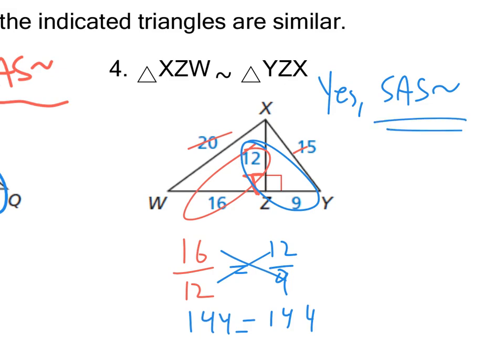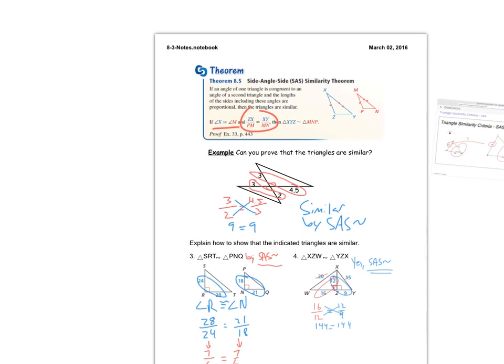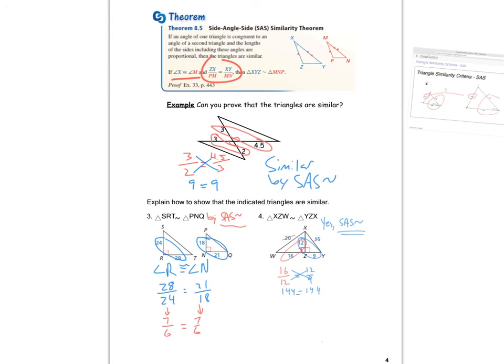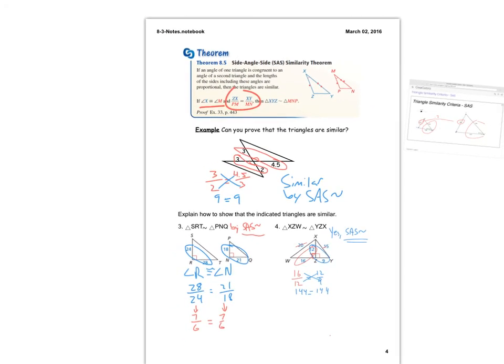Okay? So, all right, that's the idea of side angle side. So we have two new ways, side angle side, where two sides are proportional and angles congruent, and then side, side, side. Those are new ways to prove that two triangles are similar. So, go give it a try.